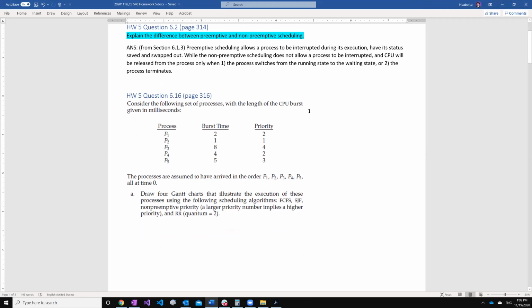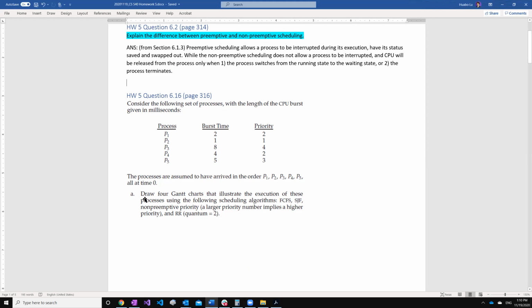So let me see. This is saying: consider the following set of processes, with the length of the CPU burst given in milliseconds, and the processes are assumed to have arrived in the order 1, 2, 3, 4, 5, all at time 0. Okay, good, this is a good sign. So we will just load them into the data structure, maybe the queue.